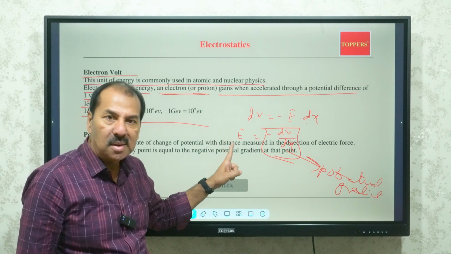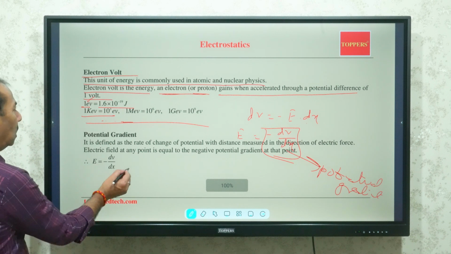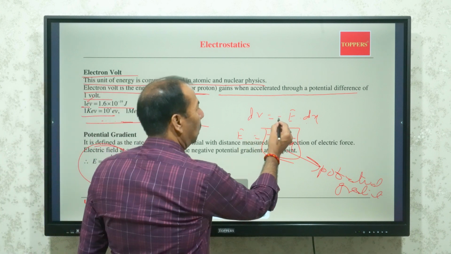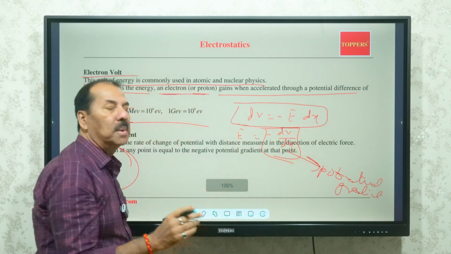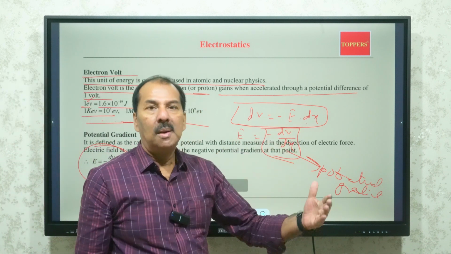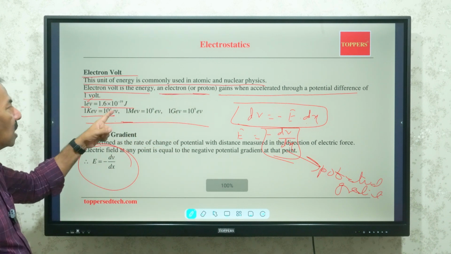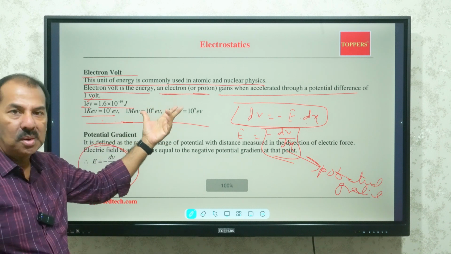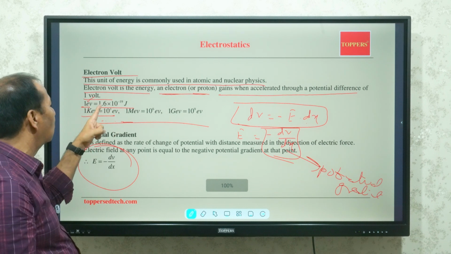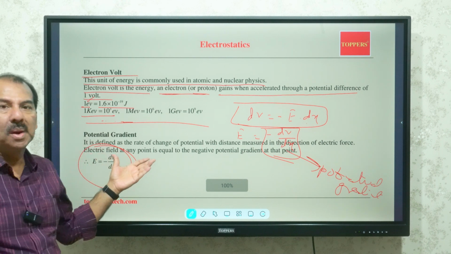E is the electric field intensity or electric field strength. So E is equal to minus dV upon dx, and this can be represented as dV equal to minus E dx. Whenever we come across relations where variables are concerned, we use these relations to move on and simplify the question. So this is your potential gradient, and this is electron volt, which is nothing but a unit of energy. And this is the conversion factor: 1 eV is equal to 1.6 into 10 power minus 19 joule.